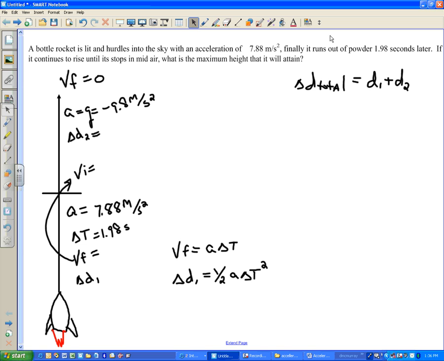Now when we solve these 2 things, for the first, I take my acceleration, which happens to be 7.88 meters per second squared, and I multiply that times my time of 1.98 seconds, and I end up with something which is 15.6 meters per second.